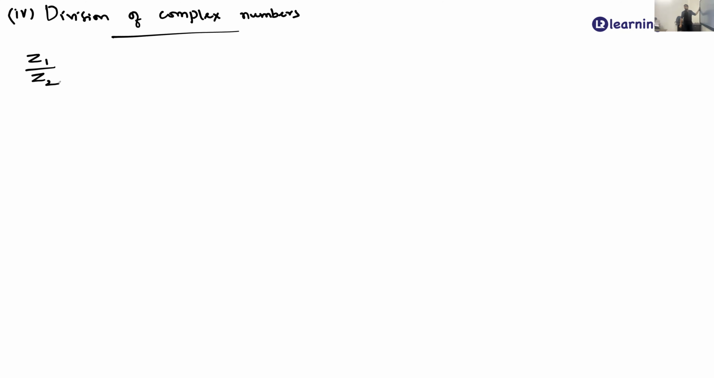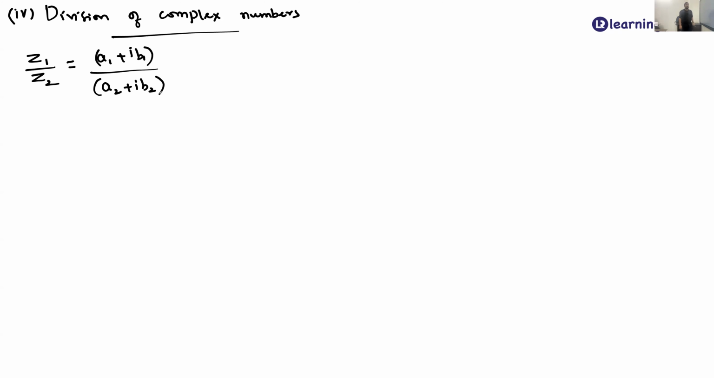And the fourth algebraic operation we are going to do is division of complex numbers. So suppose I have Z1 divided by Z2. What is Z1 here? It is going to be a1 plus i times b1 divided by a2 plus i times b2. So if I have to divide a complex number with another complex number, the only thing I can do is take the help of multiplication.